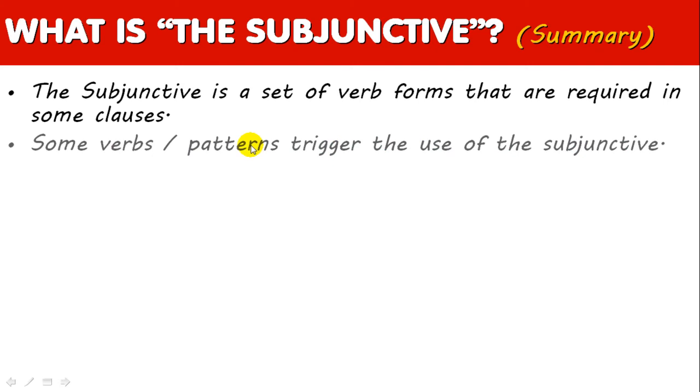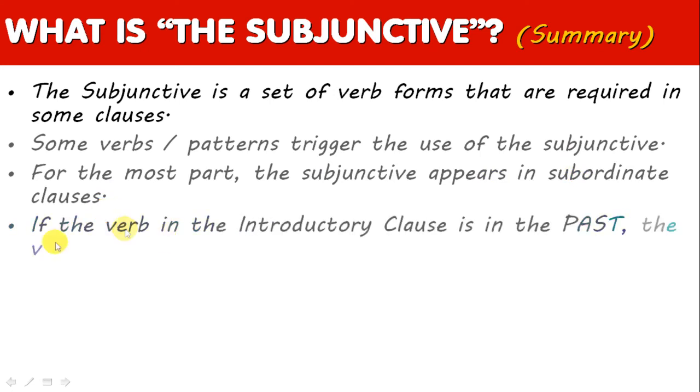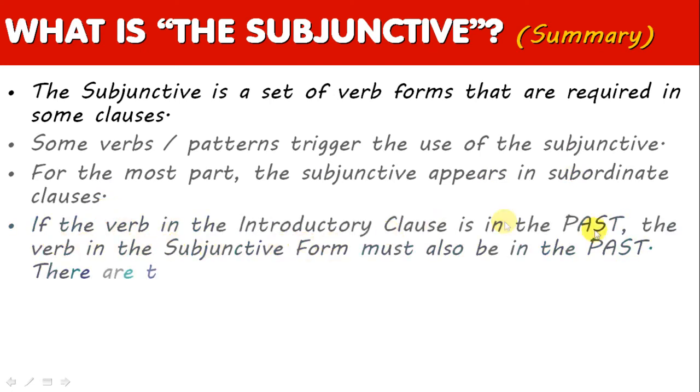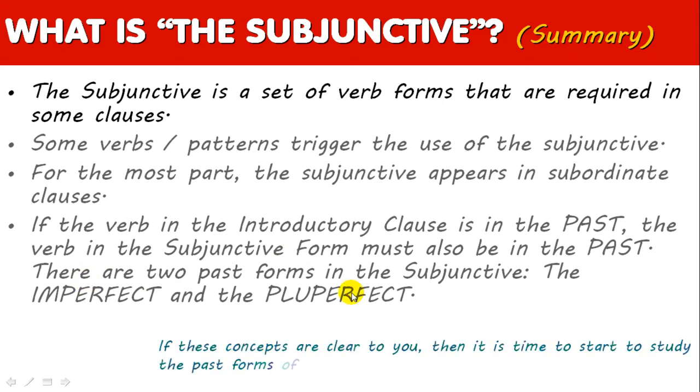Some verbs or patterns trigger the use of the subjunctive. For the most part, the subjunctive appears in subordinated clauses. And if the verb in the introductory clause is in the past, the verb in the subjunctive form must also be in the past. There are two past forms in the subjunctive, the imperfect and the pluperfect. If these concepts are clear to you, now it's time to study the past forms of the subjunctive.